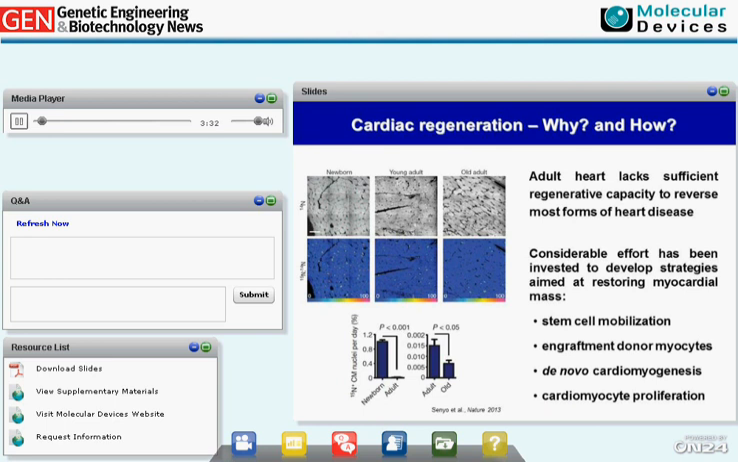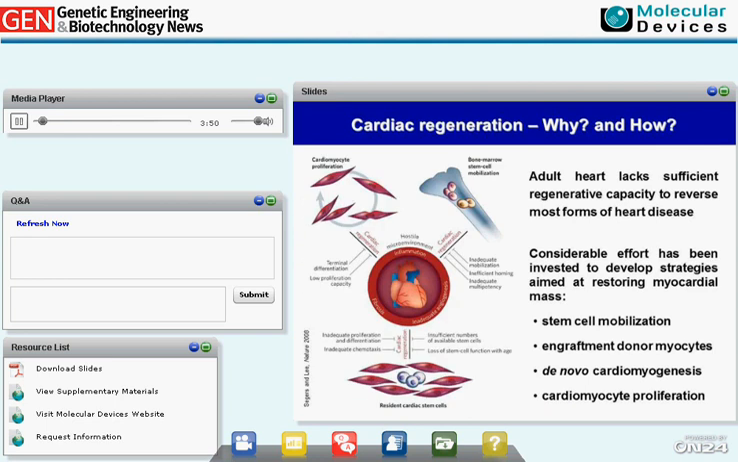On the left-hand side, you can see recent work by Richard Lee's laboratory showing that indeed the capacity of the cardiomyocytes to proliferate strongly decreases from newborn to adult and from adult to old animals. Considerable effort has been put into development of different strategies aiming at restoring myocardial mass by inducing cardiac regeneration, and this includes mobilization of stem cells, engraftment of donor myocytes, de novo cardiomyogenesis, and our approach, which was to try to induce cardiomyocyte proliferation.